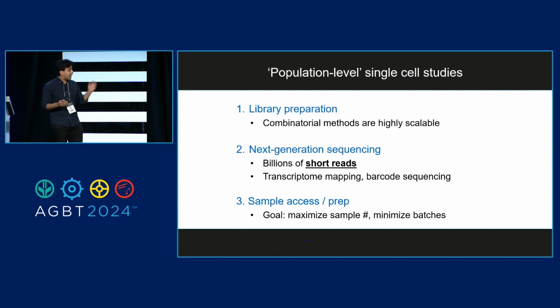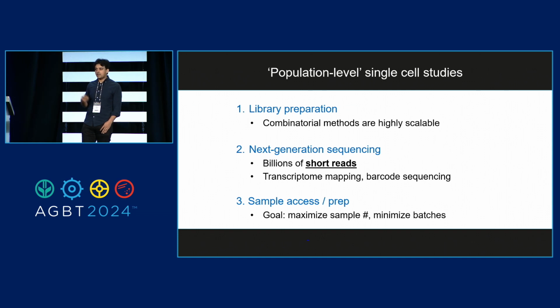We just need to be able to map to the transcriptome and sequence the barcodes that we're generating in our single cell data. Even 100 bases is fine. But the other cost is actually, if we want to do population scale sequencing, we need to get thousands of samples, and the cost for being able to just prepare these samples and obtain them can often be the most expensive part of this workflow.